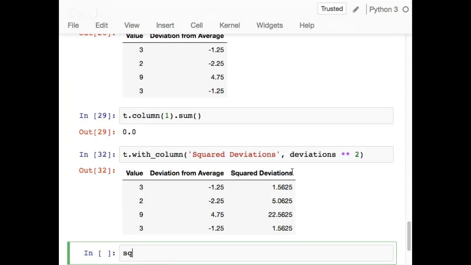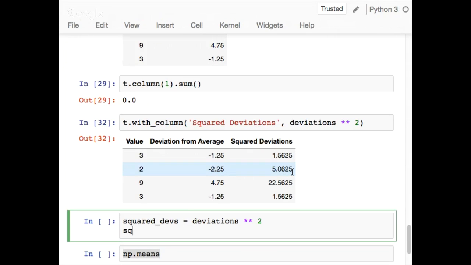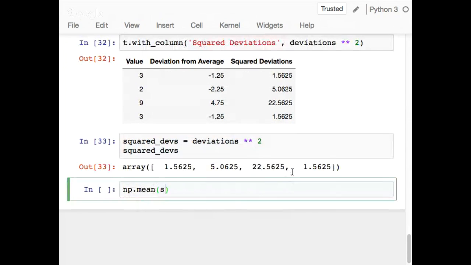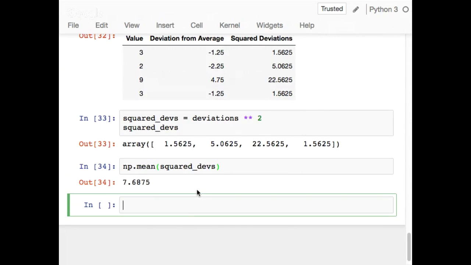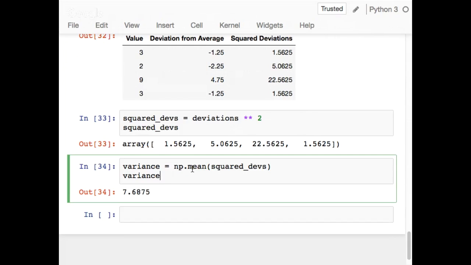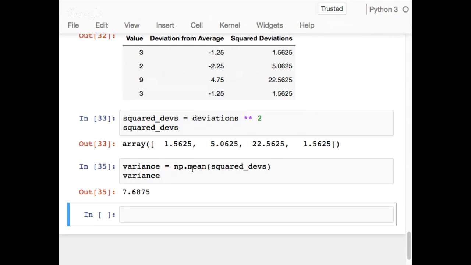Okay, let's call that squared deviations. Put that there. And then I can just find the mean of those. And that gives me 7.68. This is what I call my variance. So in statistics, when you hear the term variance, this is how to calculate it. Find out how much each number is away from the mean, square those deviations, then take the average.